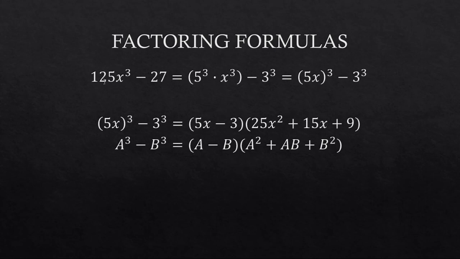Here's another one. We have the difference of cubes. So 125 is 5 cubed, and of course x, we have x cubed. 27 is 3 cubed. So here we have our a is 5x and our b is 3. So this is factored out as 5x minus 3. Then we have a squared. So we're going to take 5x squared, so that's 25x squared, and then a times b, so 5x times 3 is going to be a 15x. And then b squared, or 3 squared, is 9. So this is how we'd factor it out.